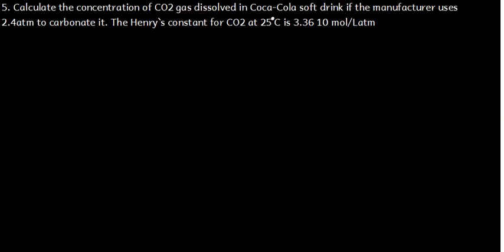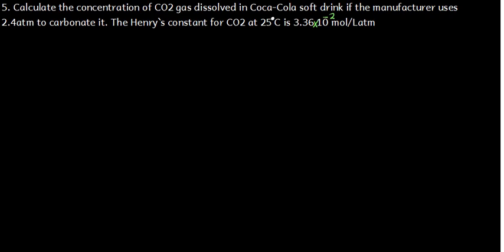Alright, next question here: calculate the concentration of carbon dioxide gas dissolved in Coca-Cola soft drink if the manufacturer uses 2.4 atmosphere to carbonate it. The Henry's constant for carbon dioxide at 25 degrees Celsius is 3.36 times 10 to the power negative 2 mole per liter atmosphere.